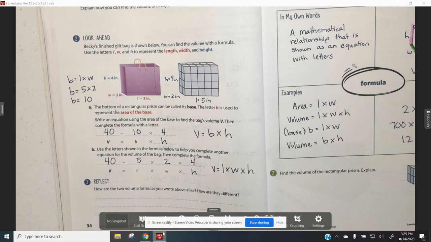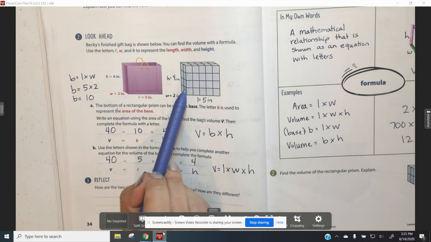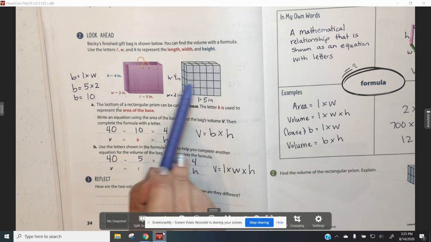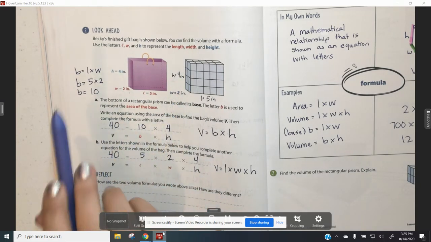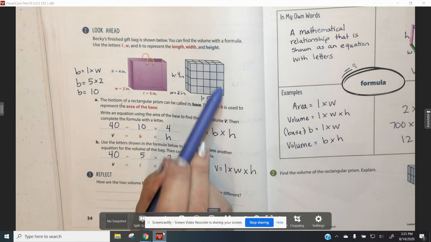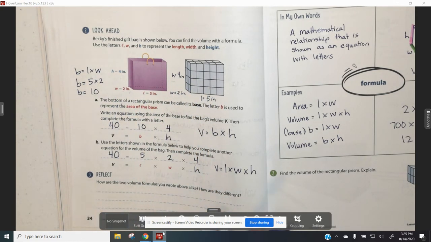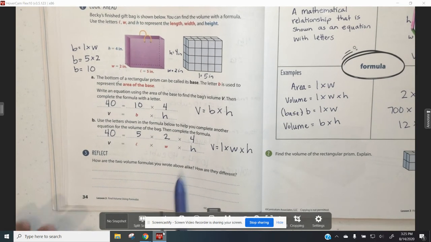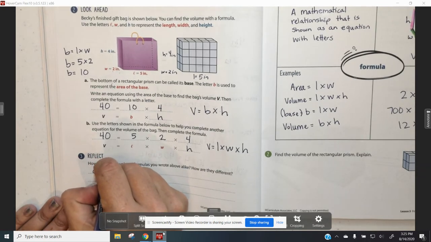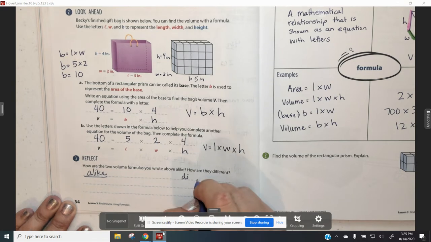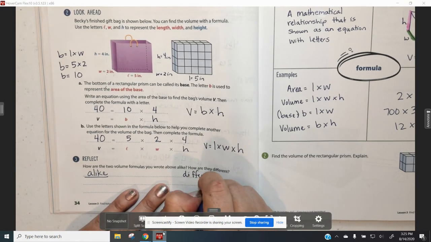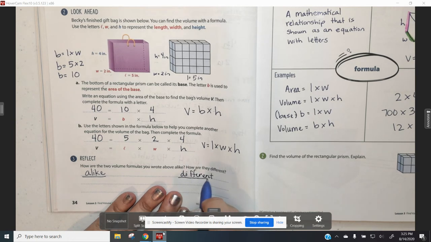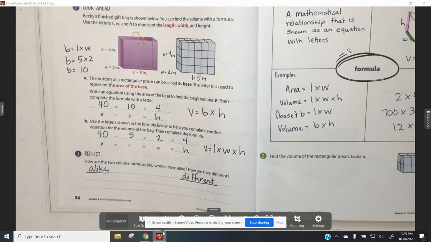So the really cool thing about both of these formulas is that no longer do we have to count how many cubes are in each layer and then how tall they are. We can simply just multiply without having to count all the cubes that are in the layers. So let's look at number 3. How are the two volume formulas you wrote above alike? How are they different? Go ahead and pause the video and write down what you think, and then come back and you'll check and see if you came up with the same things I did.